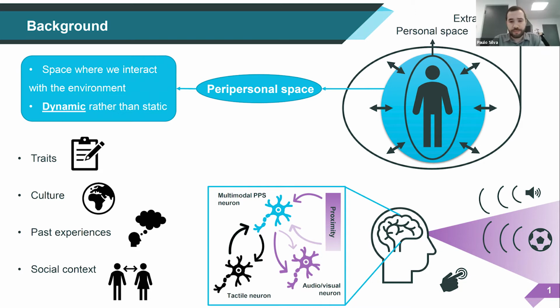Importantly, our peripersonal space is dynamic rather than static, and it expands and shrinks depending on the environment. For example, it may shrink in the presence of a threat and expand when we want to reach a tool. The dynamic component of peripersonal space is also influenced by our individual traits, culture, past experiences, and importantly, as we live in a social environment, the nature of our social interactions and how we perceive others.